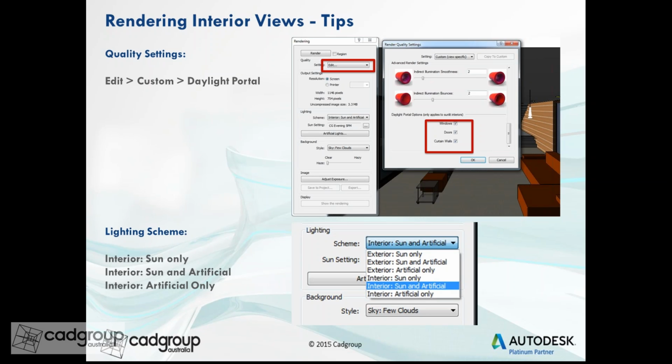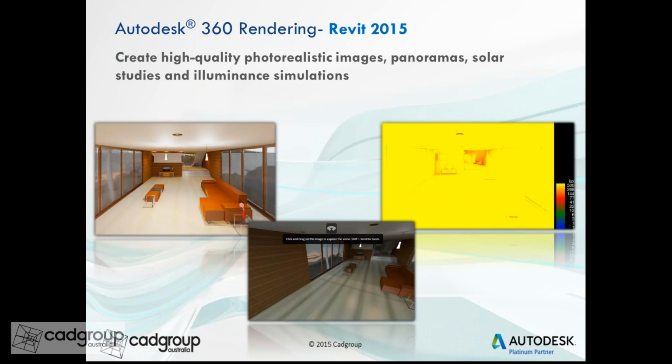That's the one thing, and the most important part is the quality setting, which is very important to understand. I may not use a very high value because that takes a very long time. Generally, the high value will produce a nice rendering. The lighting scheme is equally important. If you just hit on the scheme, you could see whether it is an exterior scene or interior scene, and whether it's sun and artificial, just artificial, or just sun only. I believe most of you know about this. So those are some of the tips about interior views.